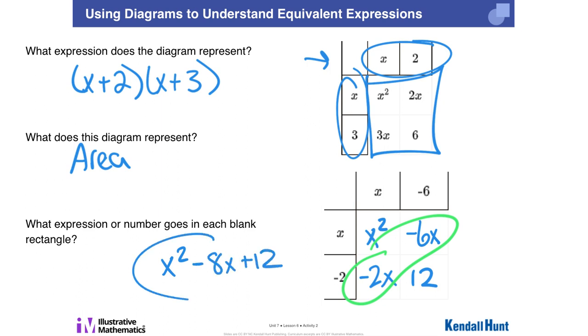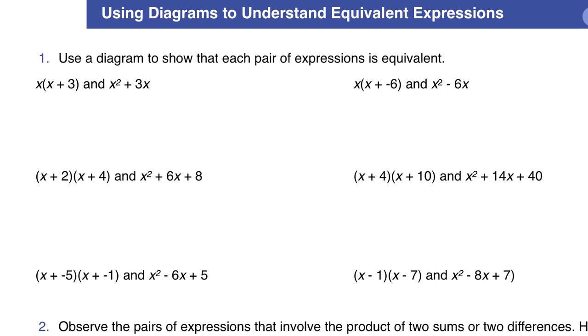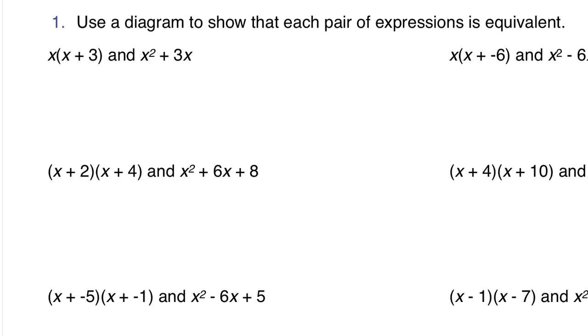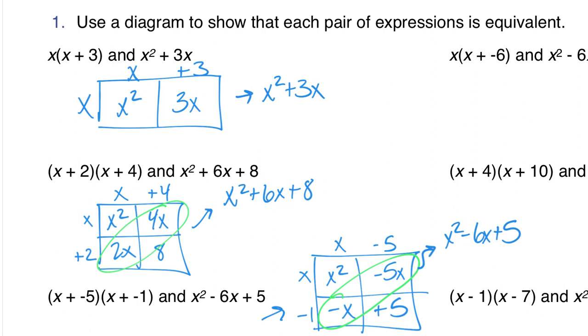In your book, we are going to do just 3 of these in the next part, and we're going to use a diagram to show that each pair of expressions is equivalent. So you should be comfortable using these diagrams to show that these two things are equivalent. In the first one, we can see that x times x plus 3 does get us x squared plus 3x, because that's our final answer there.